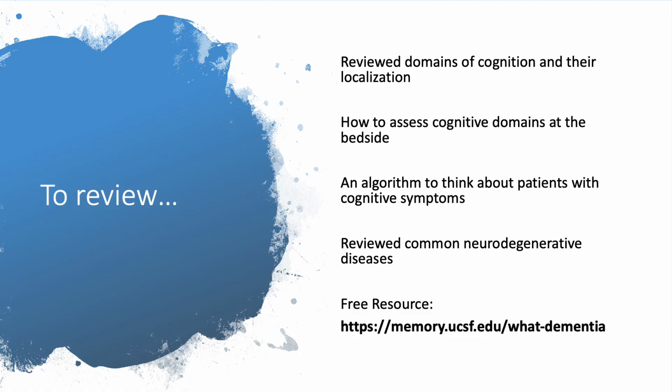So to summarize, we need to remember that we reviewed the domains of cognition and where they localize, and talked briefly about some of the tests that you could do at the bedside to evaluate for them. We talked about how you would approach the evaluation of a patient with cognitive impairment, starting with looking for reversible causes. We didn't really talk about imaging, but imaging is an important aspect of the assessment of any patient with neurocognitive impairment. You can, based on availability, ask for a CT or MRI. A non-contrast is a safe starting point.